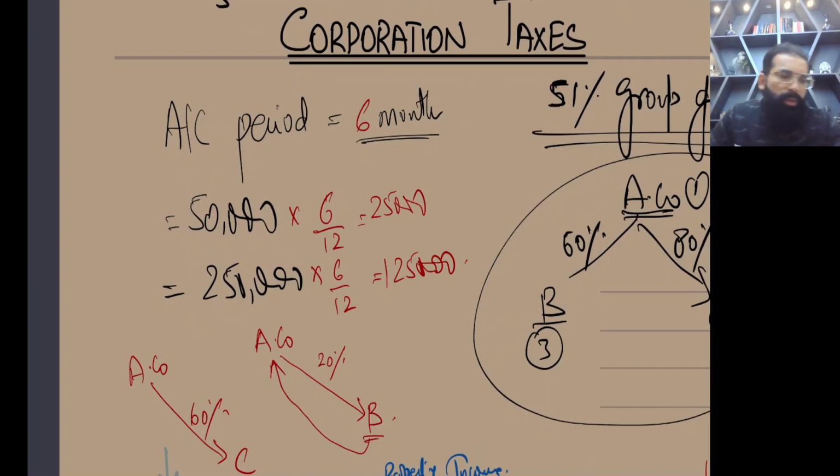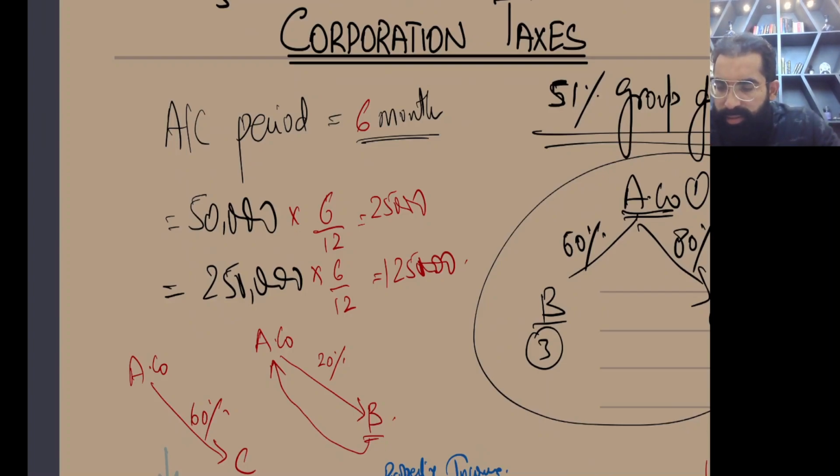when are we going to apportion our limits? The first thing for which we are going to apportion our limit is: if your accounting period is less than 12 months, then you need to apportion the limits.